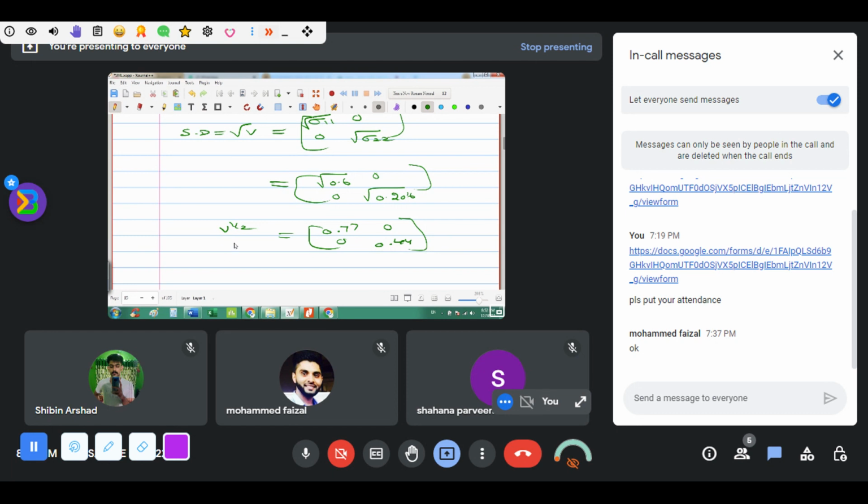Repeated question also. Find V power 1 by 2. That means V power 1 by 2, standard deviation, or root V. These three are the same calculation only. Notations are the same, therefore there are no issues. Find root V means the same formula. Find standard deviation means the same formula. Find V power 1 by 2 means the same formula only. This is a very important 2-mark question.